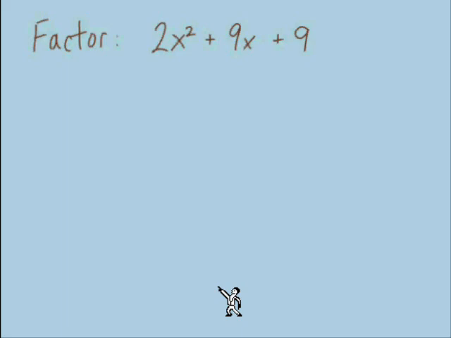Okay, here's a problem for you to try. Think about, we see three terms, that we have a leading coefficient that's 2, and this problem will require those 4 steps to factor this trinomial. So pause the video, take a few minutes to work through this one, and then come back and we'll look at the answer.